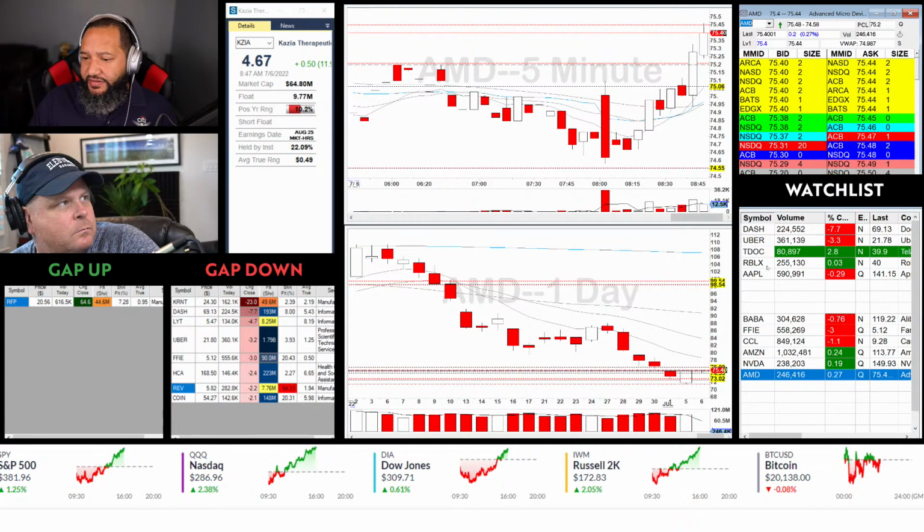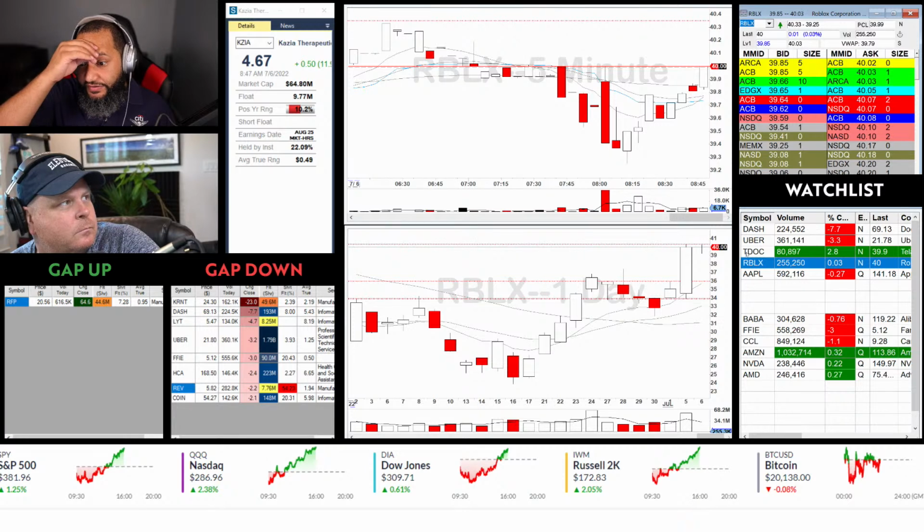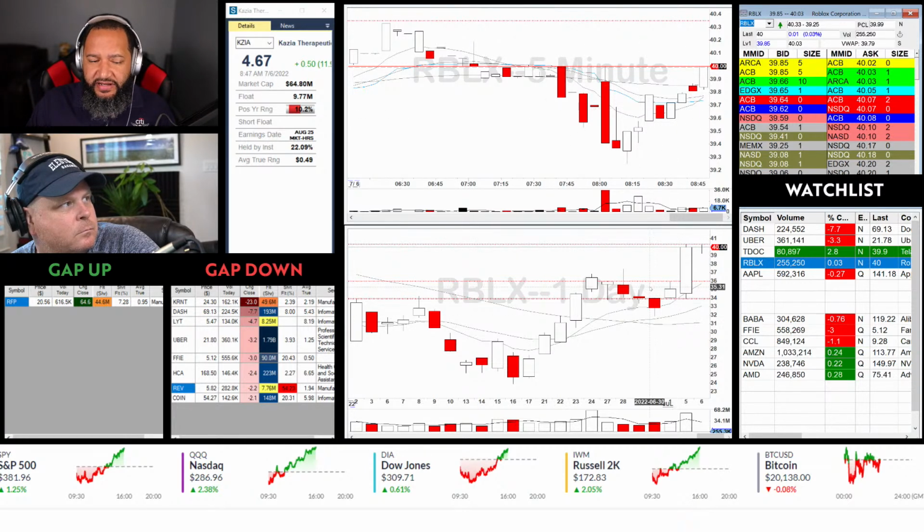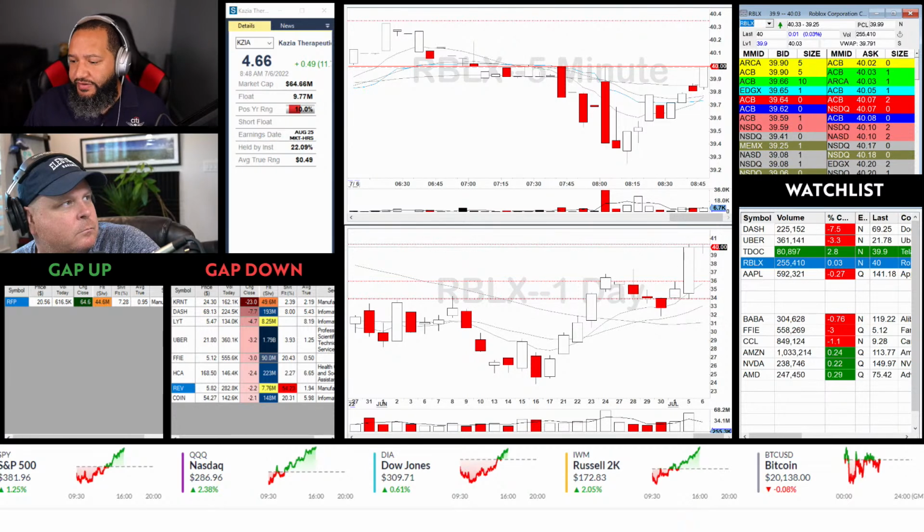IBR, yeah, Roblox is good, guys. I have it on here. It was good yesterday, and today they're moving actually nicely this morning, and their daily looks interesting for a move either way there. So that could be nice.